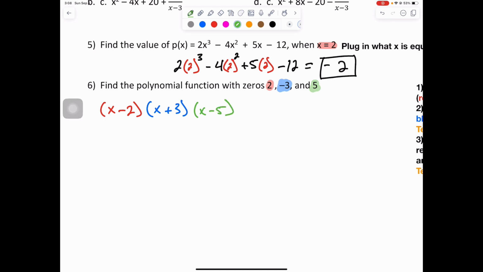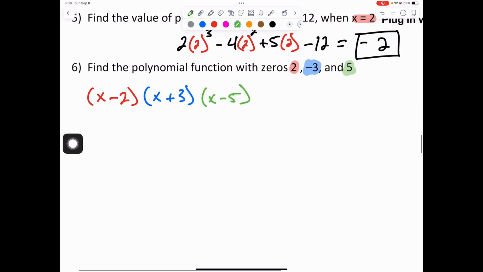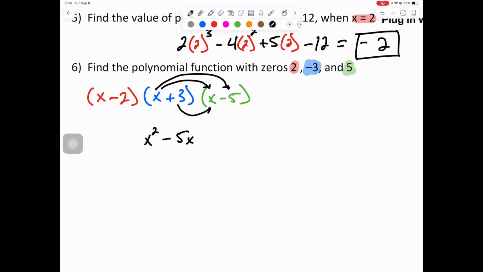I'm just going to jump to step 2 and read it aloud. There is a method to my madness. Multiply 2 polynomials. I do blue and green. There's a reason for this. It's because of number 7. So I'm going to multiply blue and green. Red, I'm just going to let it chill and hang out. x times x gives us x squared. x times negative 5 gives us minus 5x. 3 times x is 3x, so plus 3x. 3 times negative 5 is negative 15.